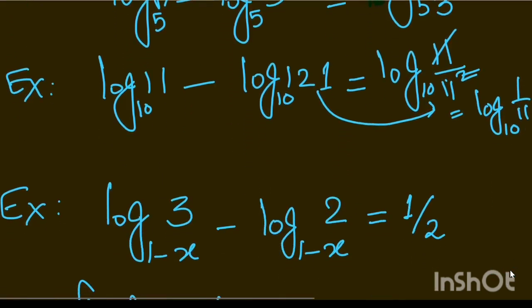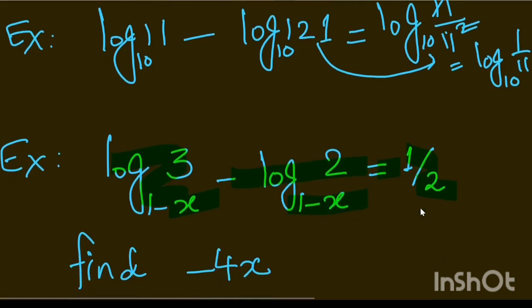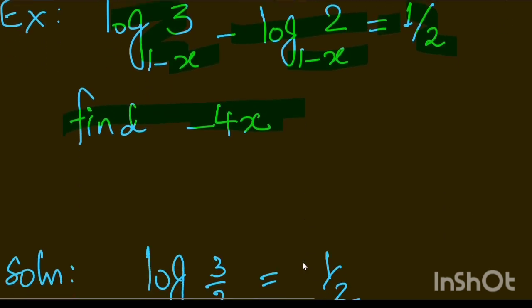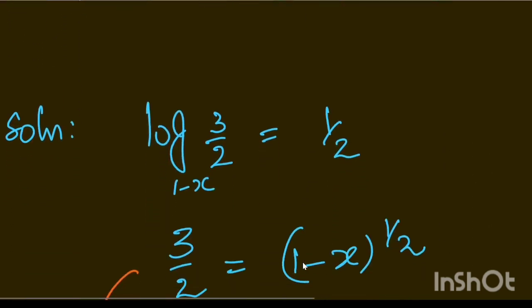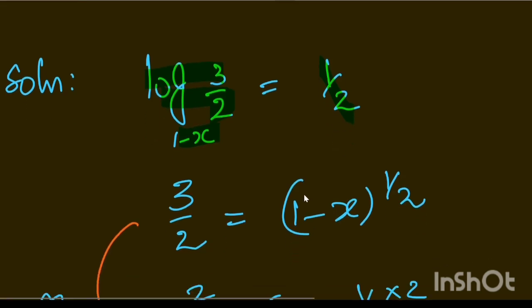Take another example. Log 3 base 1 minus x minus log 2 base 1 minus x is half. We have to find the value of minus 4x. So again, what we will do, guys? Yes, we will use log m by n. So this becomes log 3 by 2 base 1 minus x is equal to, right hand side as it is, half. Converting it to exponent form, 1 minus x will come and push 1 by 2 in the power. So we are left with 3 by 2 on the left hand side.